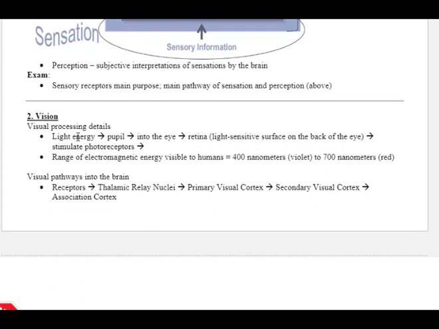So we're going to talk a little bit about the light energy itself and how it actually goes through a part of the eye called the pupil into the actual eye itself. We're going to talk about the retina, which is the back part of the eye. We're going to talk about the specialized sensory cells that are called photoreceptors. We'll talk about the range of energy. We'll talk about how those receptors, and this is that relay system I was talking about, are going to go to the thalamus, into the primary visual cortex, secondary visual cortex, and association cortex.